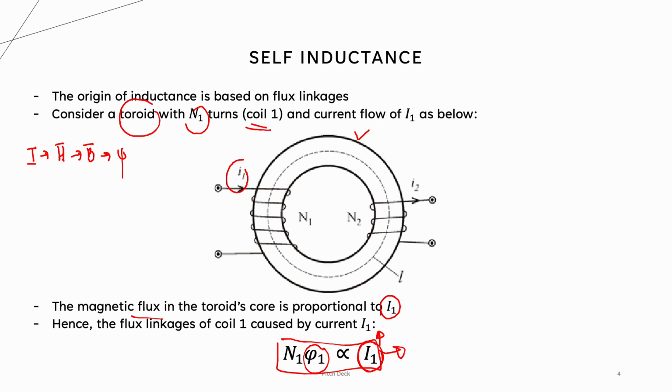If you want to write this as a general mathematical equation, of course we need to introduce a mathematical constant. So N1 flux 1 at the primary side equals L1, the inductance at the primary side, multiplied by I1. Therefore, this L is known as inductance, and if you want to find the value of L1, it can be written as N1 flux 1 divided by the value of I1.